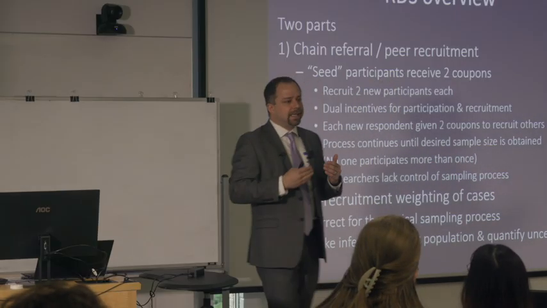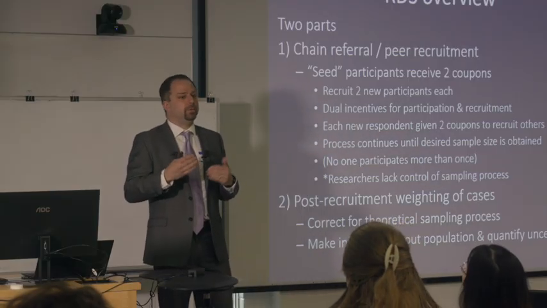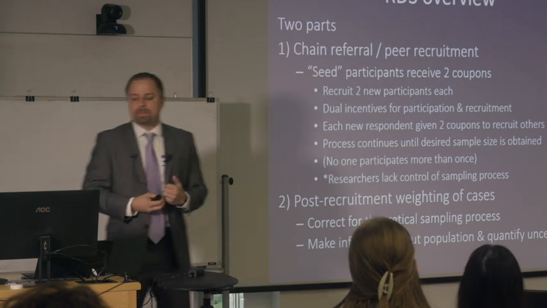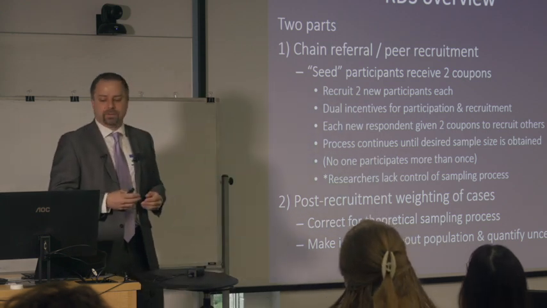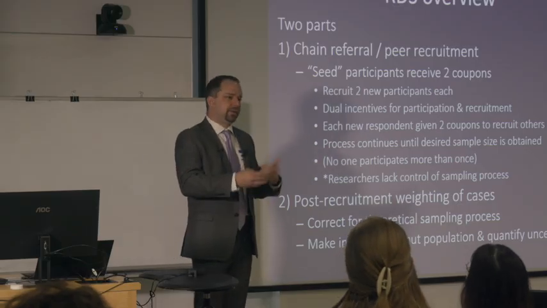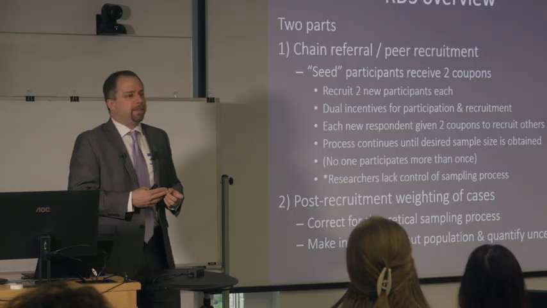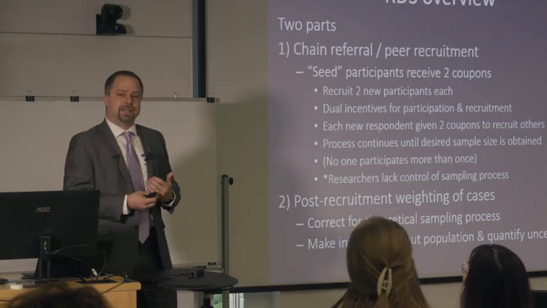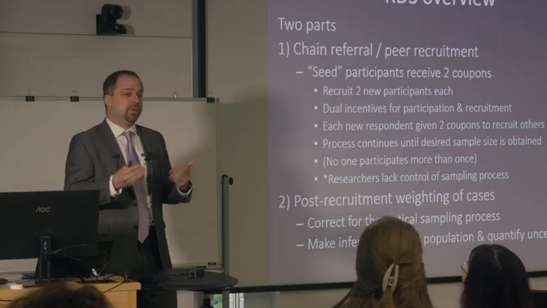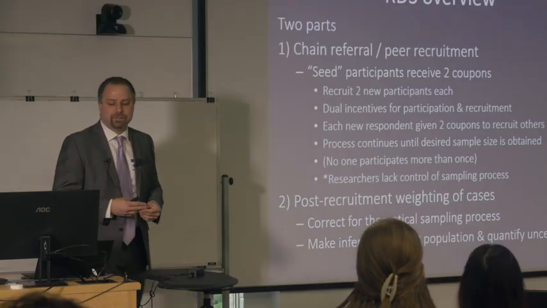And by tracking the identity codes on the coupons, we can see who recruited whom, and we can follow the chain over time. The process is typically continued until the desired sample size is obtained. There's an implicit assumption that is often enforced in practice but not always talked about, that nobody participates more than once. Enforcing that can be difficult in certain populations. If you have multiple research assistants or multiple sites, that can be difficult to police.